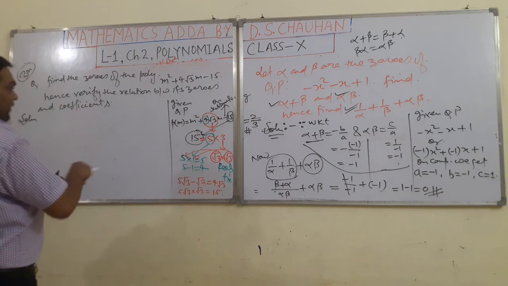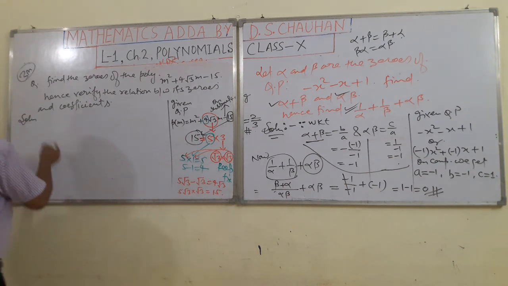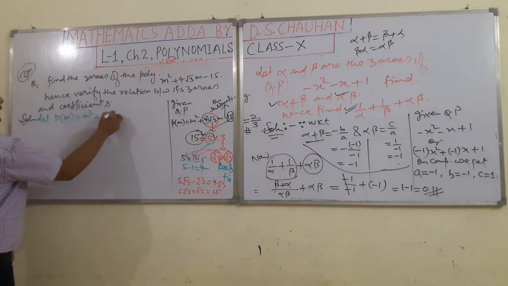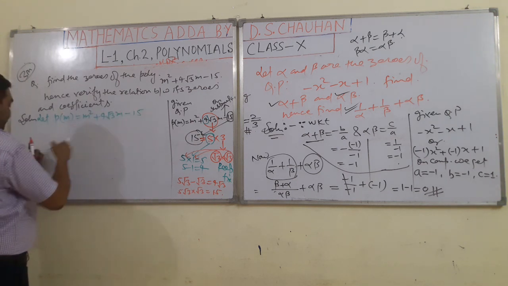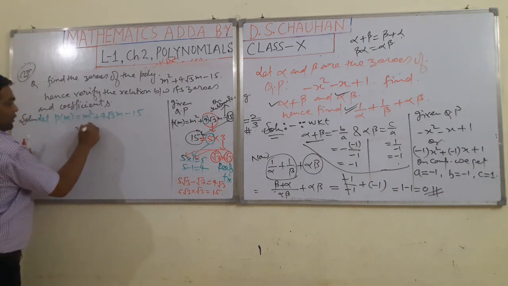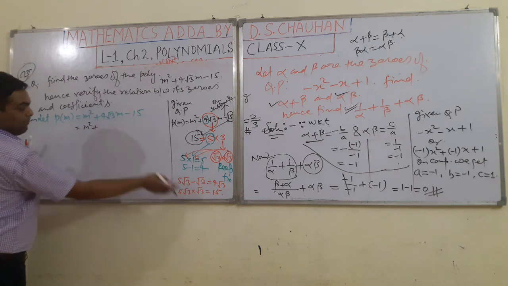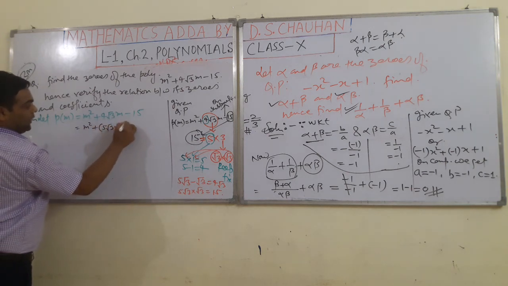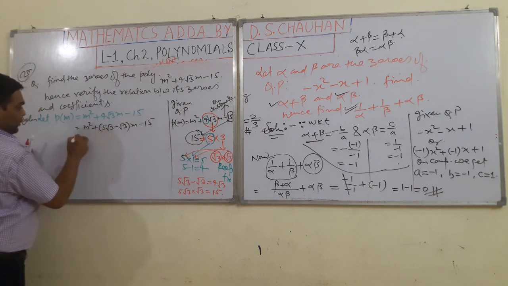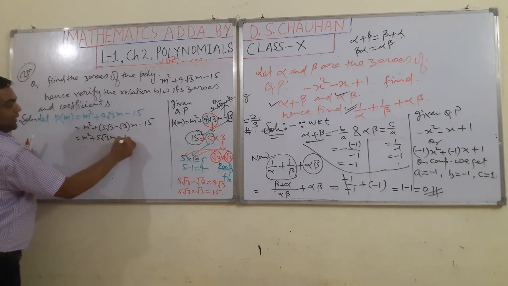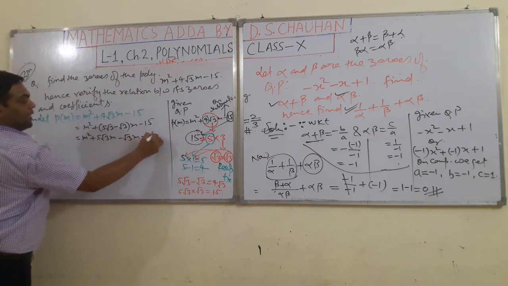So now see the factorization over here, students. Let P(m) be m square plus 4 under root 3 m minus 15. Now you can write m square plus 4 under root 3 m as 5 under root 3 minus under root 3 m minus 15. Open the bracket. m square plus 5 under root 3 m minus under root 3 m minus 15.